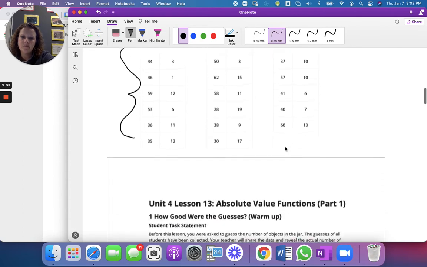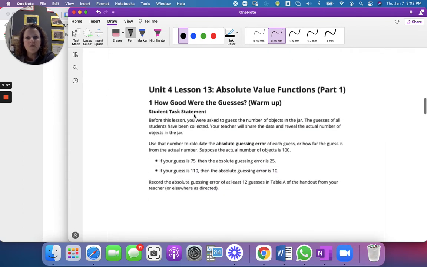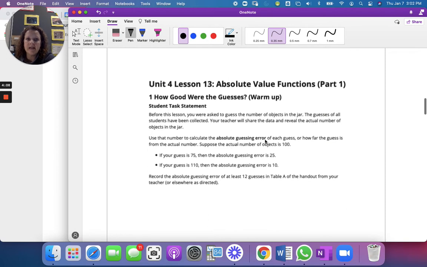All right, now what are we going to do with that? So before this lesson, you were asked to guess the number of objects in a jar. The guesses of all the students have been collected. Your teacher will share the data and reveal the actual number of the objects in the jar. Use that number to calculate the absolute guessing error of each guess, how far the guess is from the actual number, and suppose the actual number of objects is 100. All right, we're not doing that.